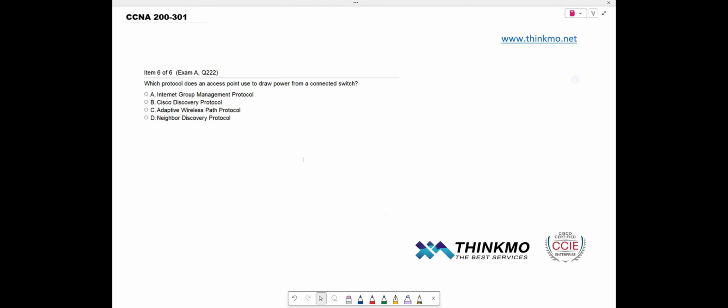For this 6th question, it says the access point is this. So which protocol is used? Specifically, which protocol does the access point use to obtain power from the access switch? This power refers to obtaining electrical power. And we all know about PoE. PoE stands for Power over Ethernet, which is this protocol. But this protocol isn't among the options here, right? Since it's not there, we choose option B.